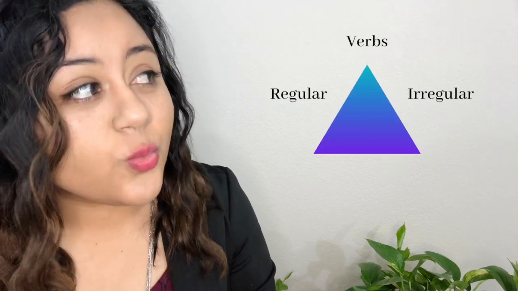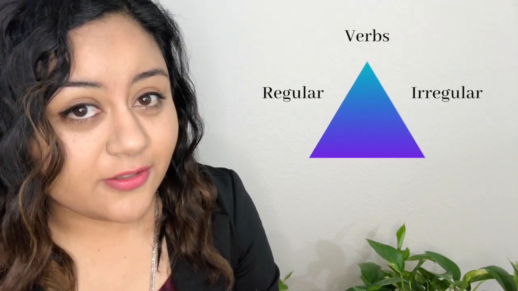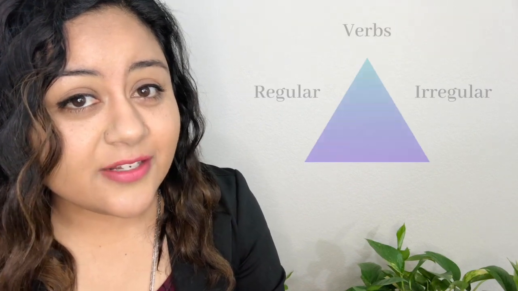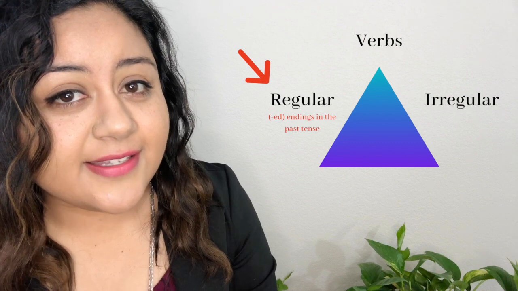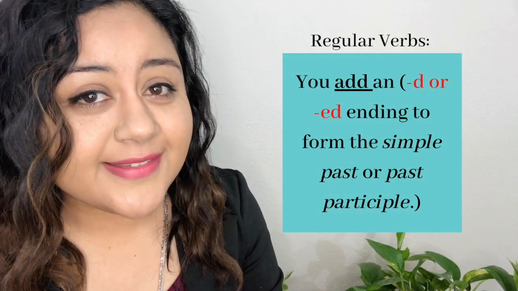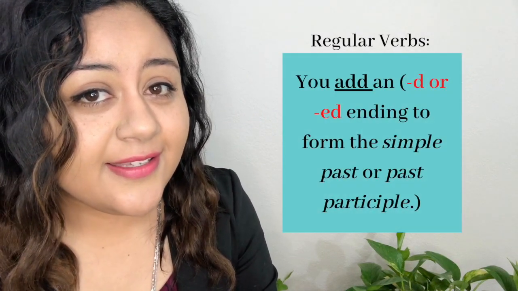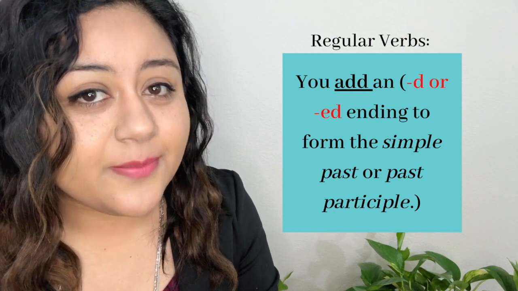Ready? Okay. So as a quick review, we know that there are 2 kinds of verbs. We have regular and irregular verbs. In today's lesson, we are only looking at the regular verbs, and that is in the past tense and the past participle. Regular verbs are simply verbs that we add an e or ed to make it past tense. Let's take a look at some regular verbs.